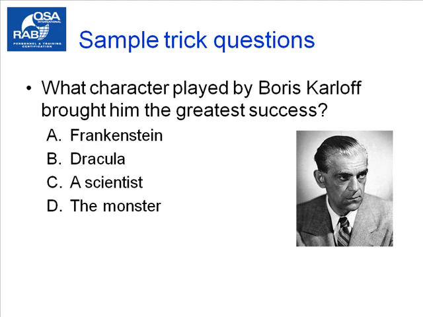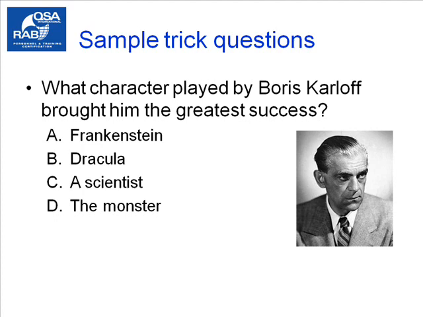Before we identify the key to this item, let's examine each of the options. Option A, Frankenstein, is an attractive possible key because in the 1931 movie Frankenstein, Karloff appeared as the monster. Karloff went on to appear in the movies Bride of Frankenstein and Son of Frankenstein. Many people who think of the monster in the movie consider that character to be Frankenstein.